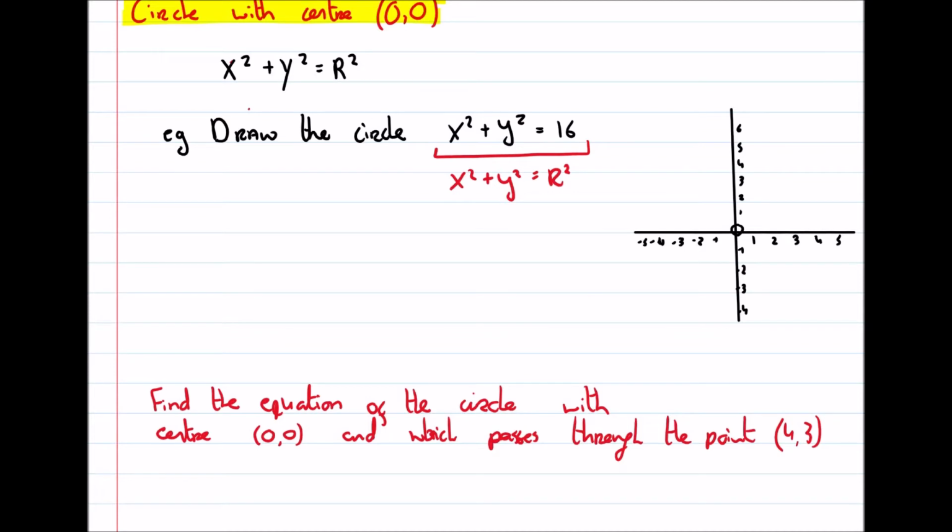If it's in that form, I know the center is going to be 0, 0. Secondly, what is r squared? Well, r squared is 16. R stands for the radius, so the radius squared is 16. If the radius squared equals 16, then the radius must equal the square root of 16, which is 4. So the radius is 4, so it's going to go from here out to here. So we can draw that. Okay, so there's the circle.